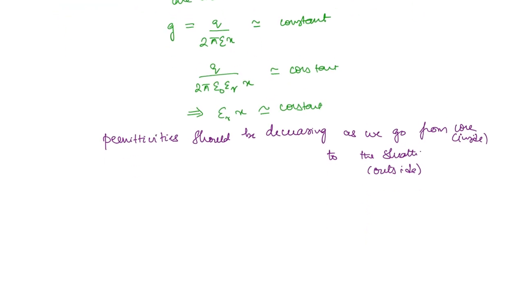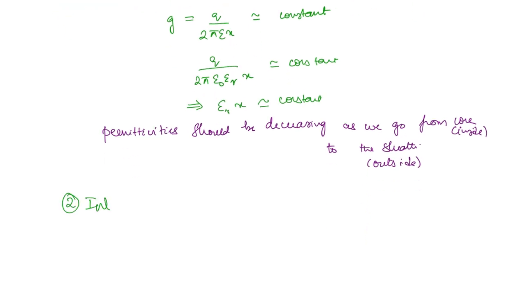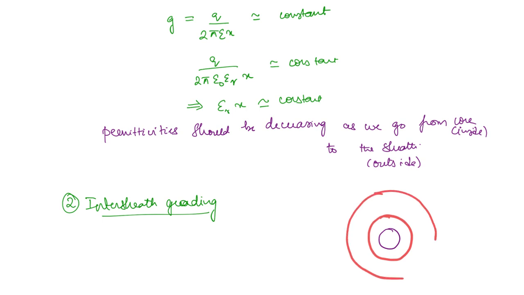The second type of grading is the inter-sheath grading. Here the insulator will be homogeneous, that means the same insulator is used with the same permittivity, but in between there are going to be metallic intersheaths. Layers of intersheaths are going to be present. So let us say this is the core, then one metallic sheath is used here, another metallic sheath is used here. In between these layers there is going to be insulator. So these are the intersheaths.